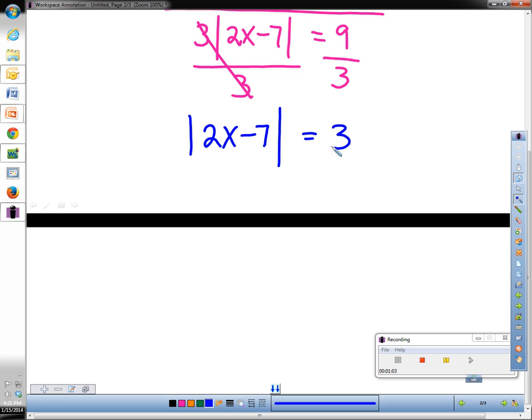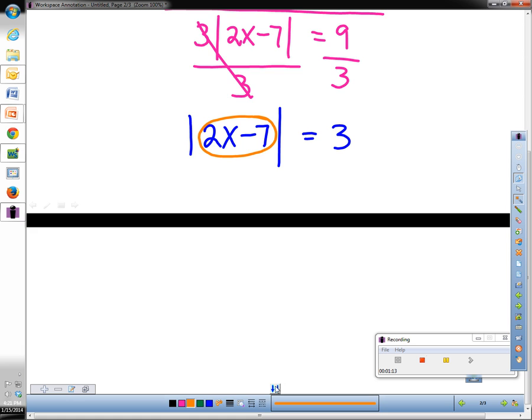Now, we know that when we take the absolute value of a number, it makes it positive. So if we're looking at this value inside the absolute value bars, if that were equal to 3, I could take the absolute value of it and it would equal positive 3. If this value inside the absolute value bars was negative 3, when I take the absolute value of it, it's still going to equal positive 3.